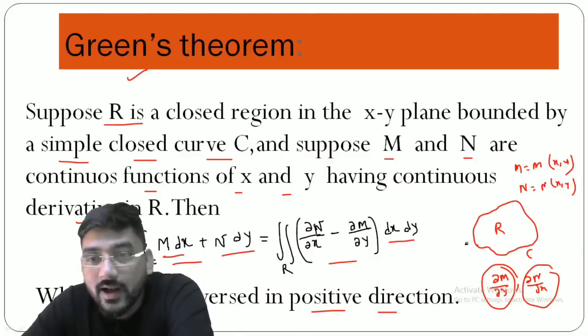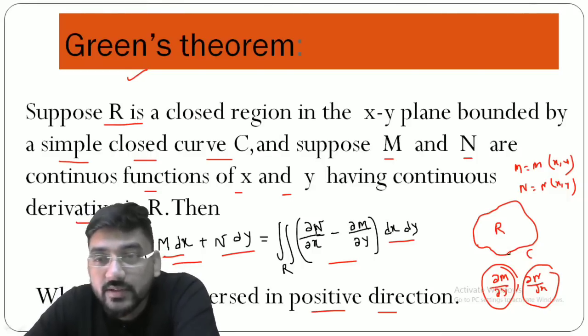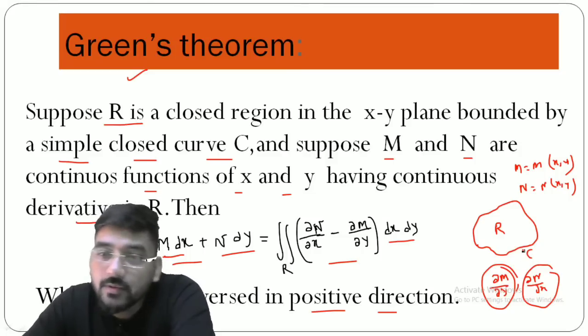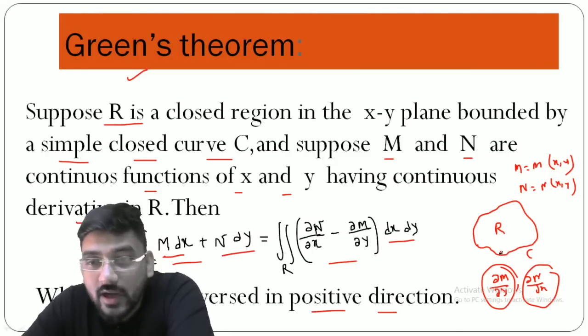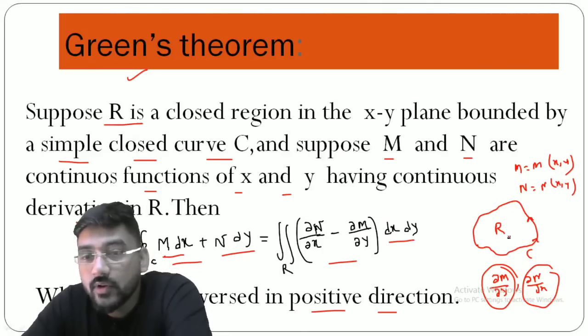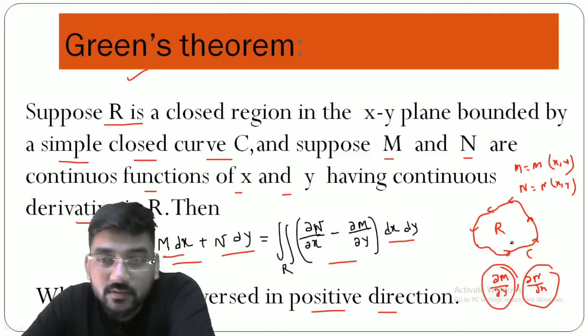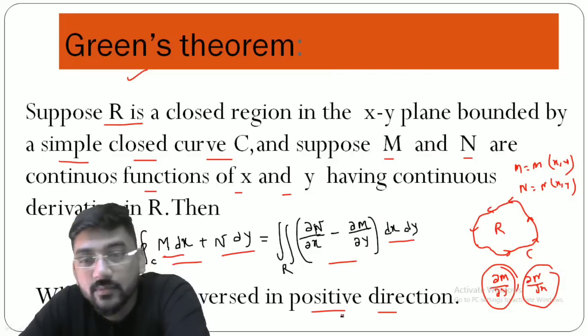So here the curve is taken in such a way that it indicates the positive direction, and the positive direction means we have to traverse along C such that the left side will always be in the region R. If we travel along this curve in this direction, then your left hand will always be inside R, on the side of R. So the anticlockwise direction in this case is the positive direction, and that is what we mean by C being traversed in the positive direction.